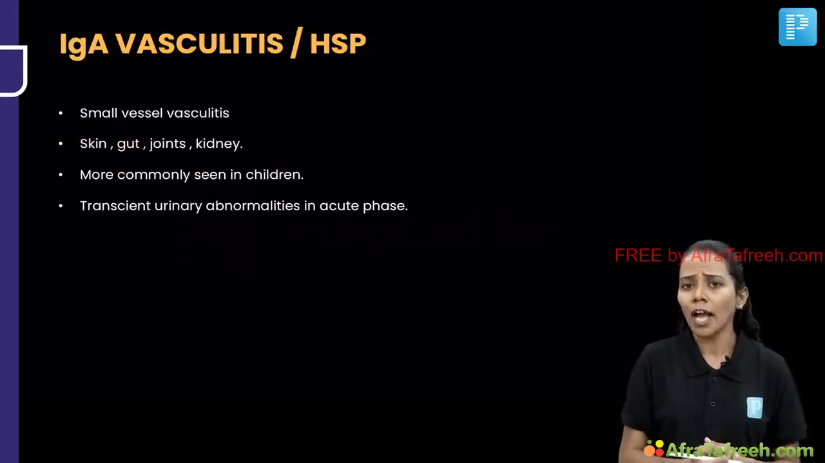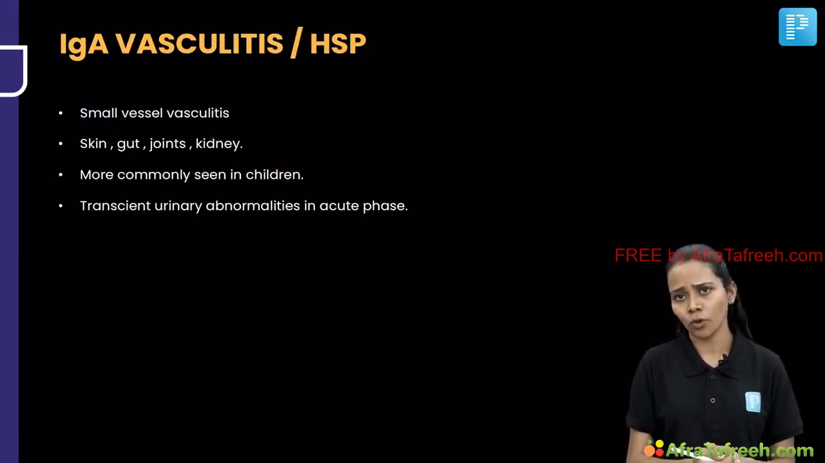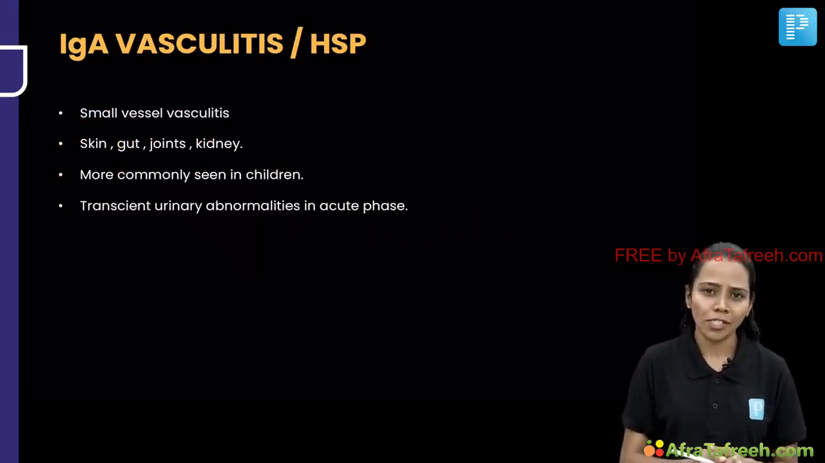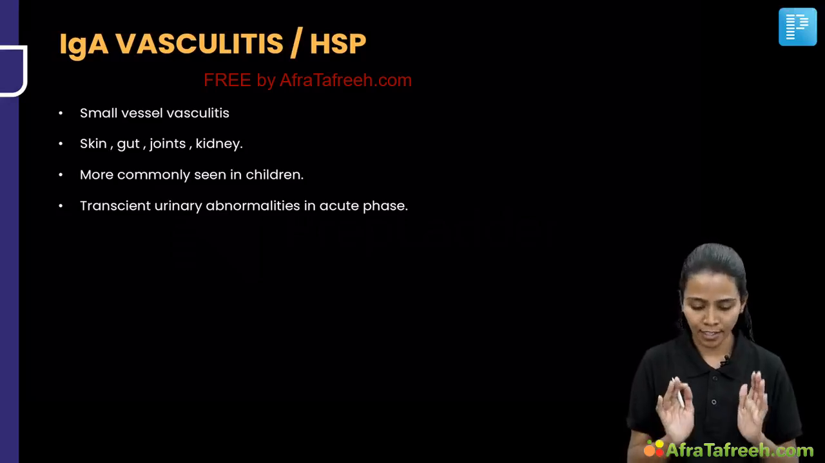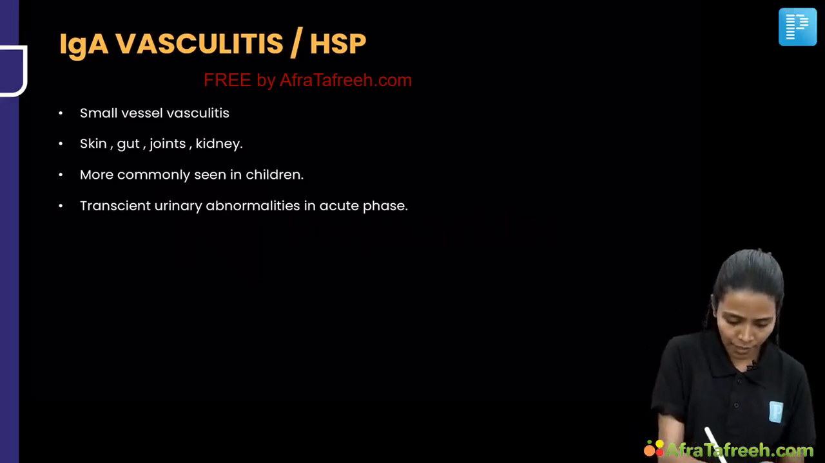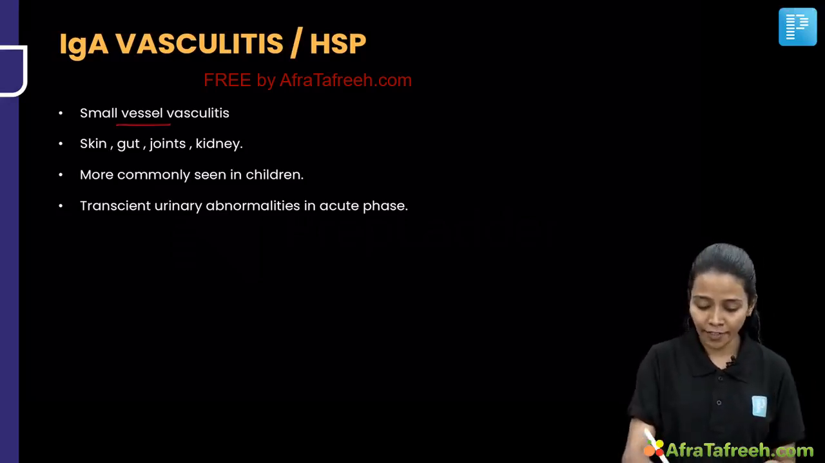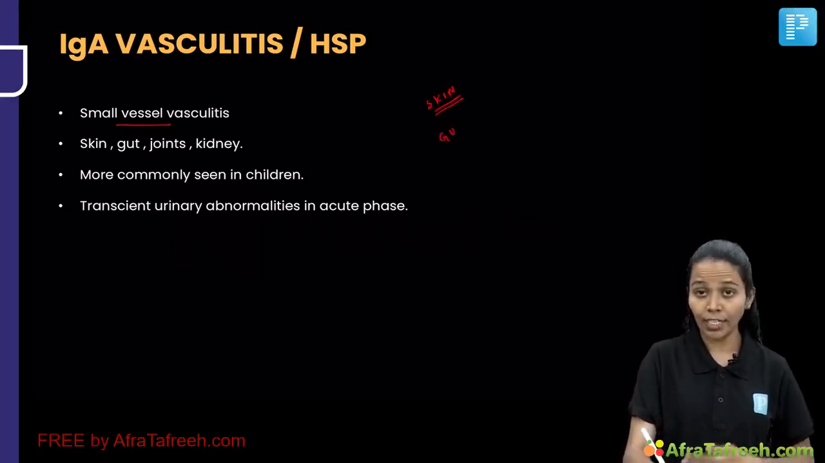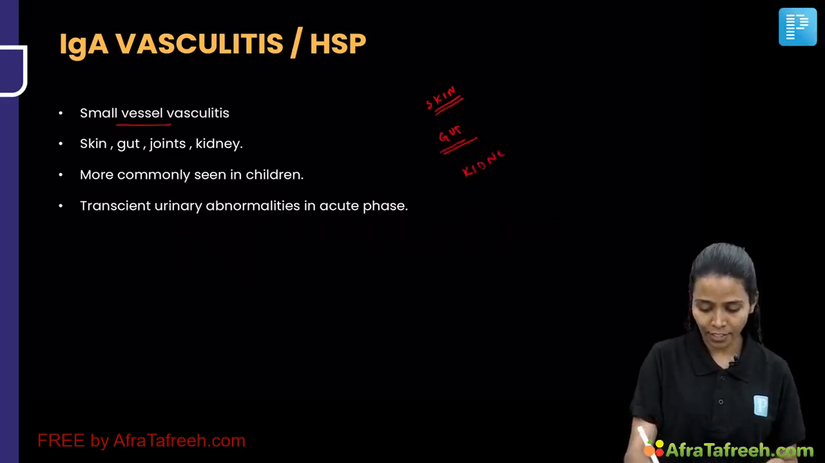Now coming to IgA vasculitis or Henoch-Schonlein purpura. This is mostly disease of children. It is less seen in adults. Okay. So it is a small vessel vasculitis. So where does it affect? It affects the skin. It affects the gut. It affects the kidney and it affects joints.